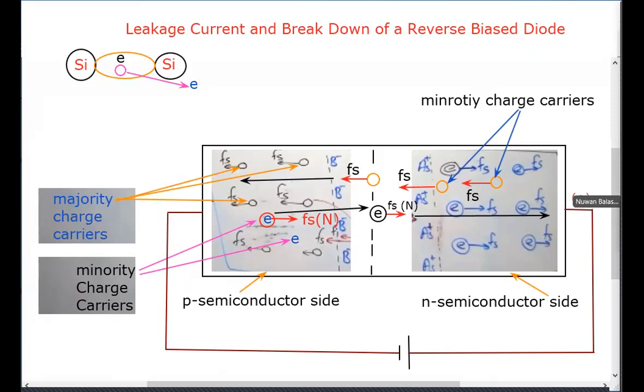A student asked me a question like this. Let me read. Free electrons which are generated by broken covalent bonds are known as minority charge carriers in p semiconductor side. 100% correct.